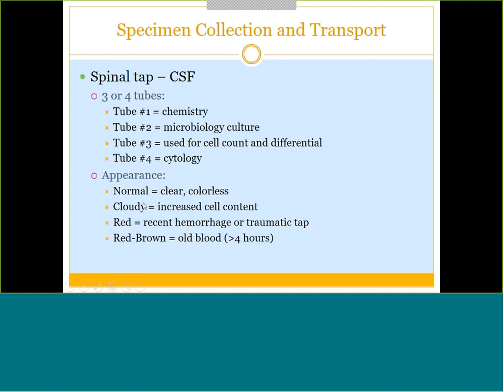Now, cerebrospinal fluid should typically be clear and colorless. If it's cloudy, that's going to tell you probably an infection with an increased cell content. If it's red, it's going to tell us either you have a hemorrhage or what we call a traumatic tap. When the physician did the lumbar or spinal tap, they caused some trauma upon first doing it. And so you'll see red in the first 1 or 2 tubes, and then it will clear up. Whereas if you have a hemorrhage, it would be red throughout. If it's more of a brown color, that's just telling us that's older blood.